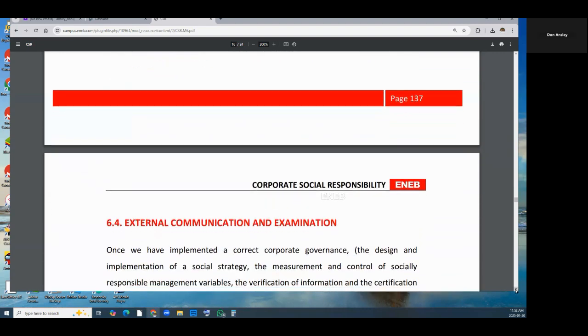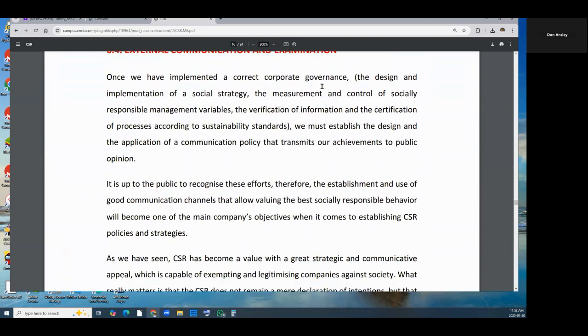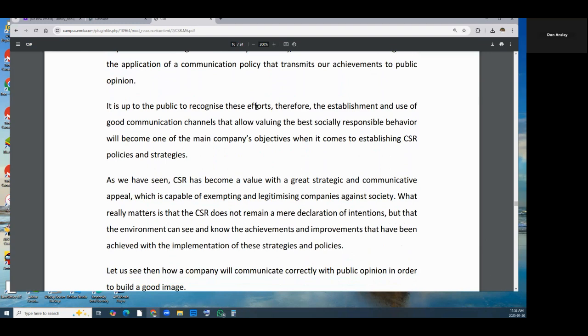New word. External communications and examination. Once we have implemented correct corporate governance, the desire and implementation of a social strategy, the measurement and control of the socially responsible management variables, the verification of information and the certification of processes, according to sustainability standards, we must establish the design and the application of a communication policy that transmits our achievements to the public opinion. It is up to the public to recognize these efforts.